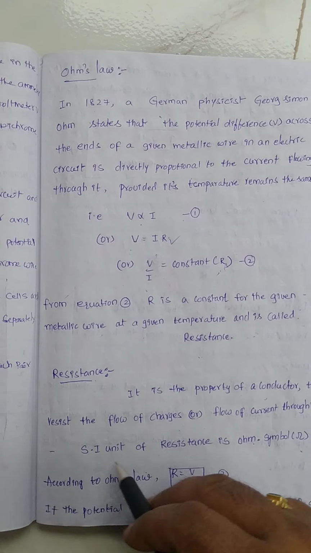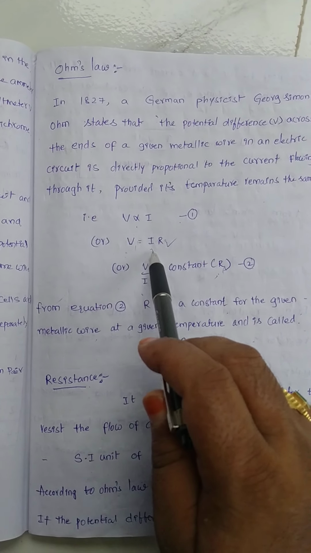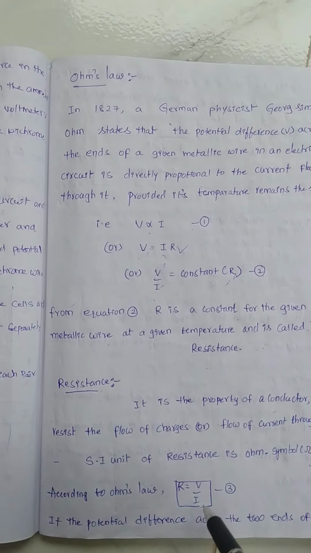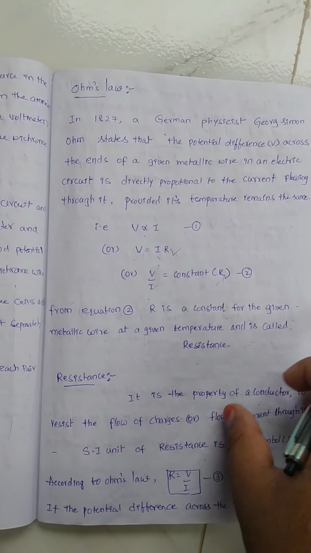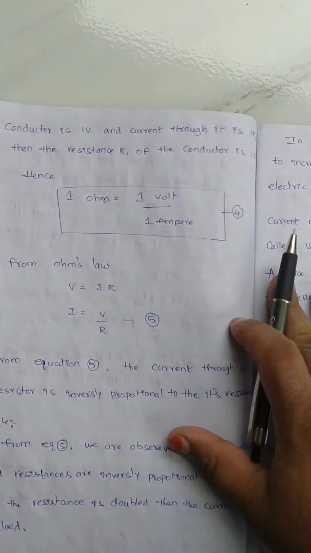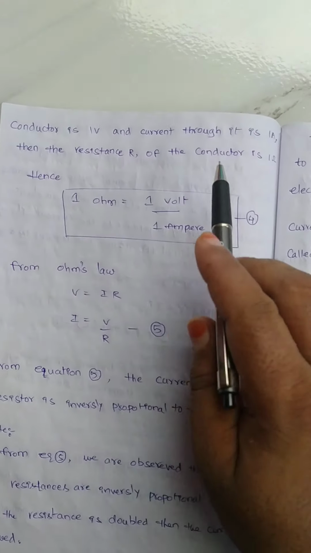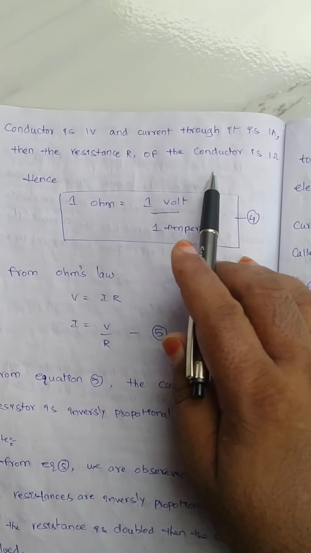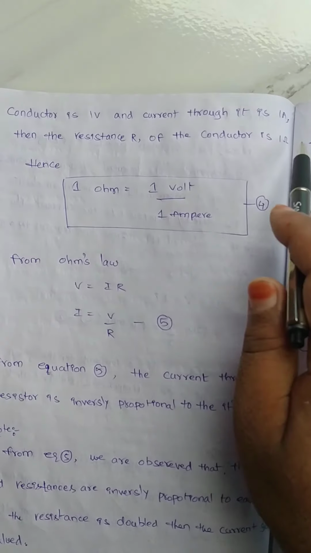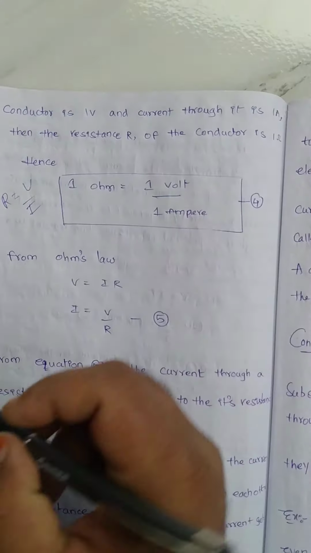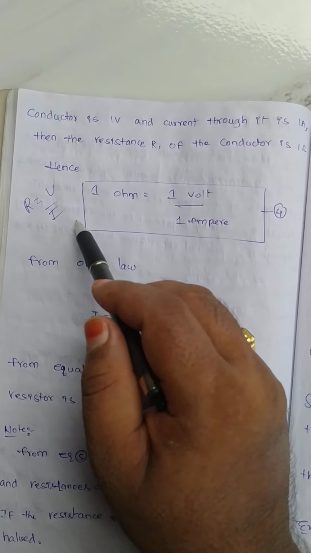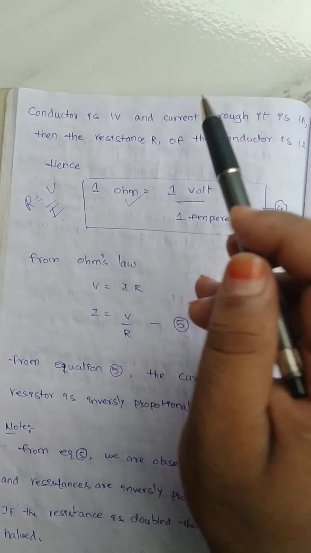Now according to Ohm's law, V equals IR, then R equals what? V by I. So if the potential difference across the two ends of a conductor is 1 volt and the current through it is 1 ampere, then the resistance R of the conductor is 1 ohm. Why? Because R equals V by I. So for example, if it is 1 volt and 1 ampere, then it becomes 1 ohm.